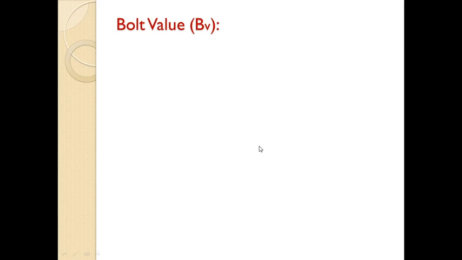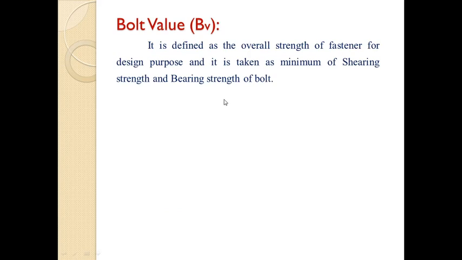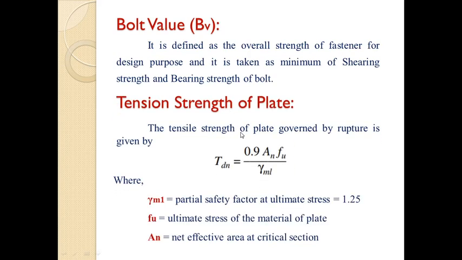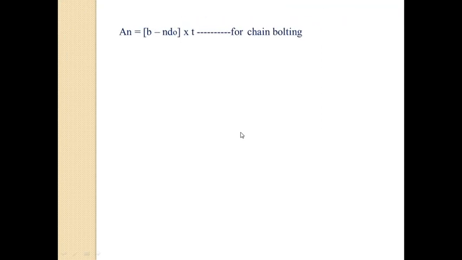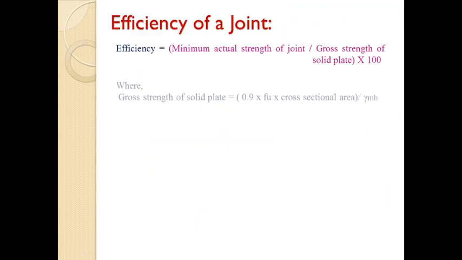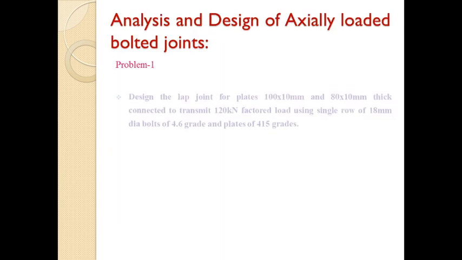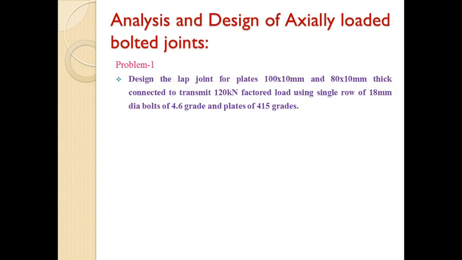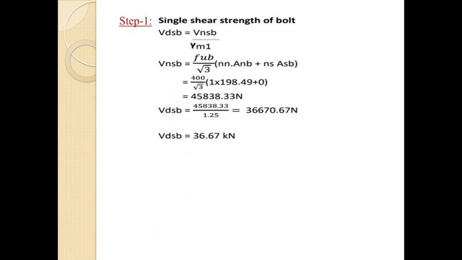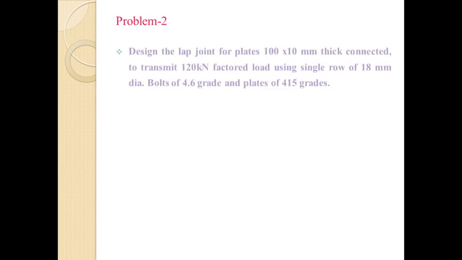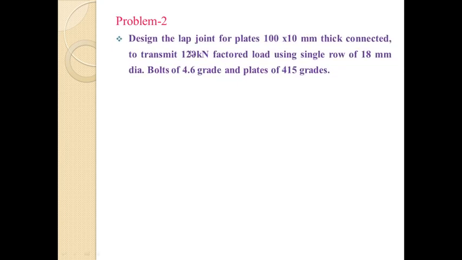In the last lecture we discussed the bolt value, what is meant by tension strength of plate and its formula, then efficiency of joint, its formula, grade classification of bolts, and one numerical problem on design of an axially loaded bolted joint. In continuation of this, we are looking at problem number 2.